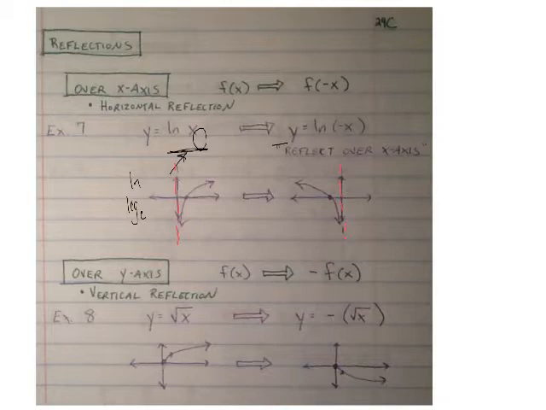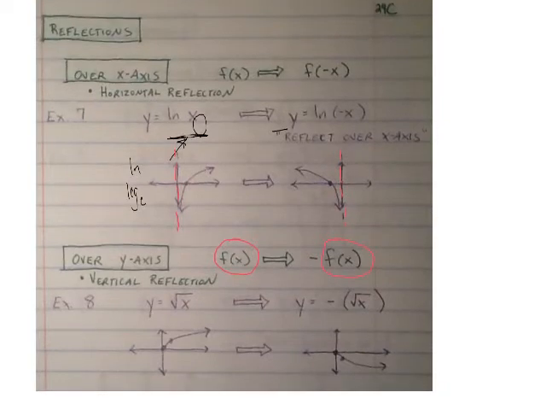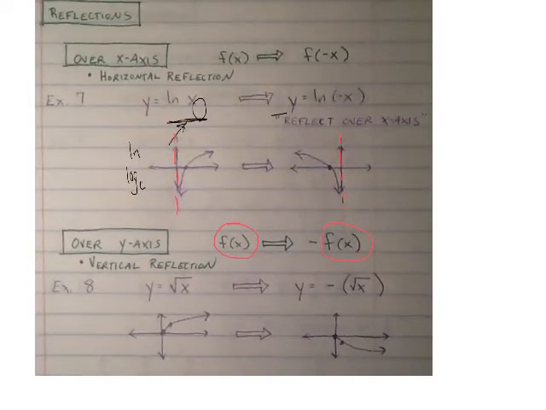We also can do vertical reflections, and in order to do a vertical reflection, we just take our function and negate it. So our entire function gets a negative sign in front of it, and what that does is it reflects it vertically, taking all the y values that are positive and making them negative. So we see in this square root function we have a curve that curves upward, and then we reflect it over this line. It's a vertical reflection, and now it curves downward.